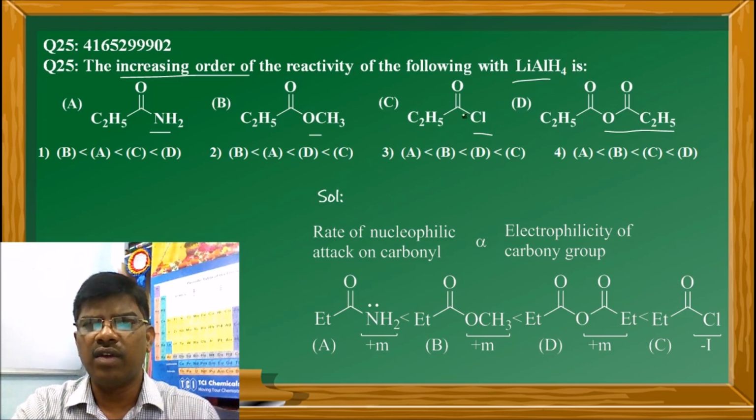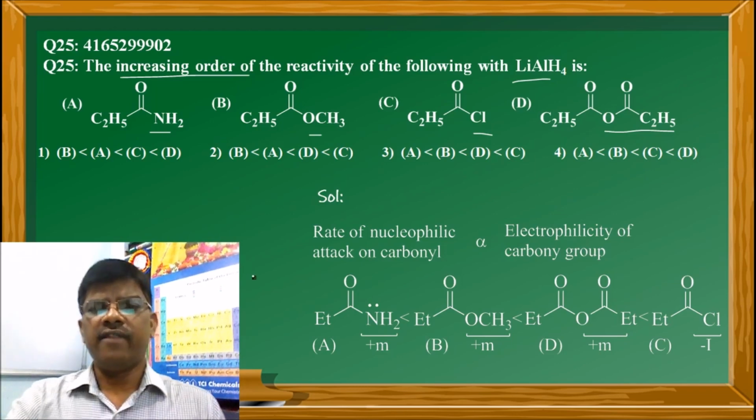This acyl chloride, dear friends, very easily loses chlorine and gives rise to alcohol. So the highly reactive compound is C. Next follows what? Yes, friends, it is anhydride. Anhydride gives alcohol with lithium aluminum hydride very fast, followed by ester, followed by amide.